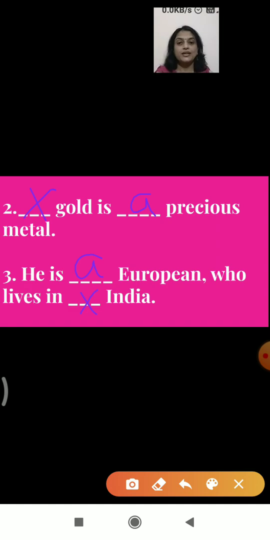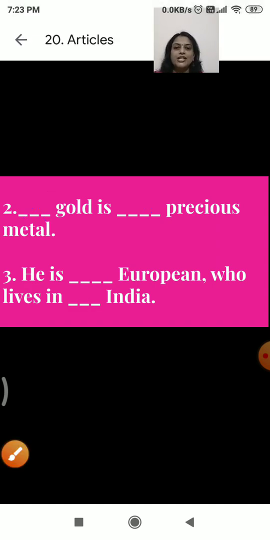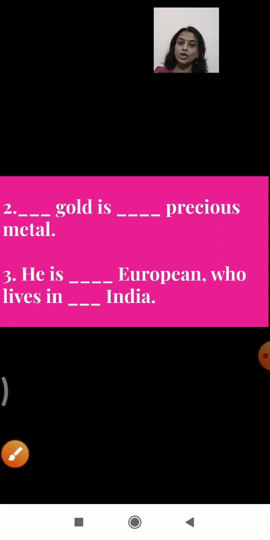Now in this way we have finished with our topic articles. I hope you followed. Just keep in mind when to use, when not to use the articles, and that will help you when you write any sentence where you are supposed to fill the articles. Just go through it again. Keep those points in your mind and it will be an easy thing for you.